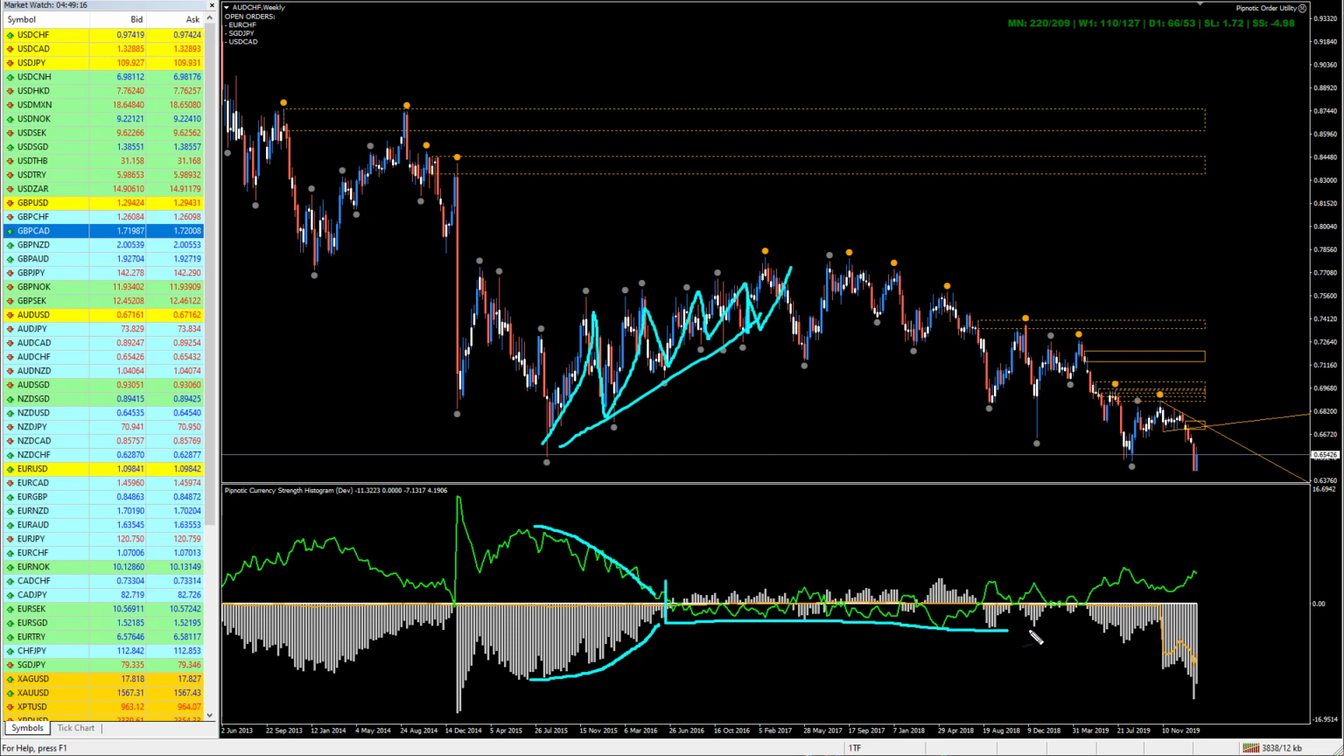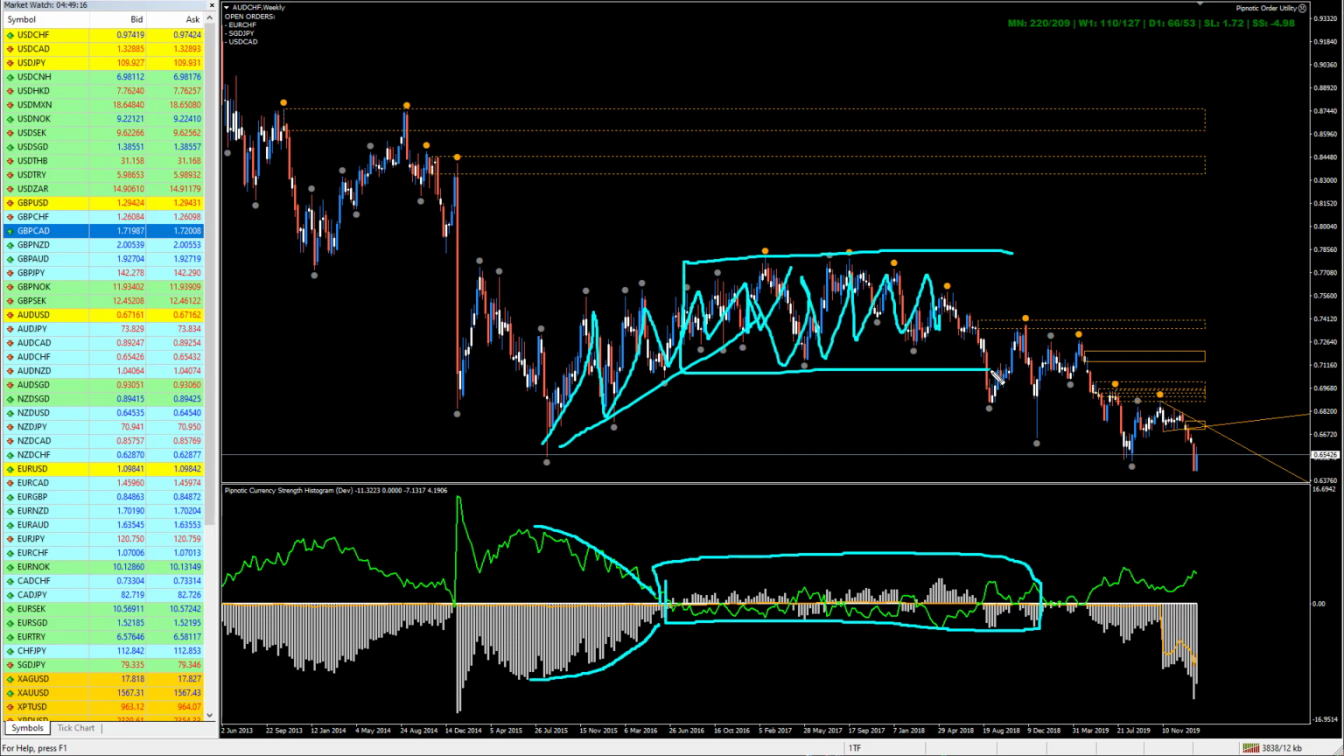Then price is just stuck sideways in this little period here, just a sideways period for a little while. And then you can see it's starting to move down. We have the Australian dollar getting weaker, the Swiss franc getting stronger, hence this slight, big push lower on the weekly chart. Okay, so you can see that this is starting to dip lower.